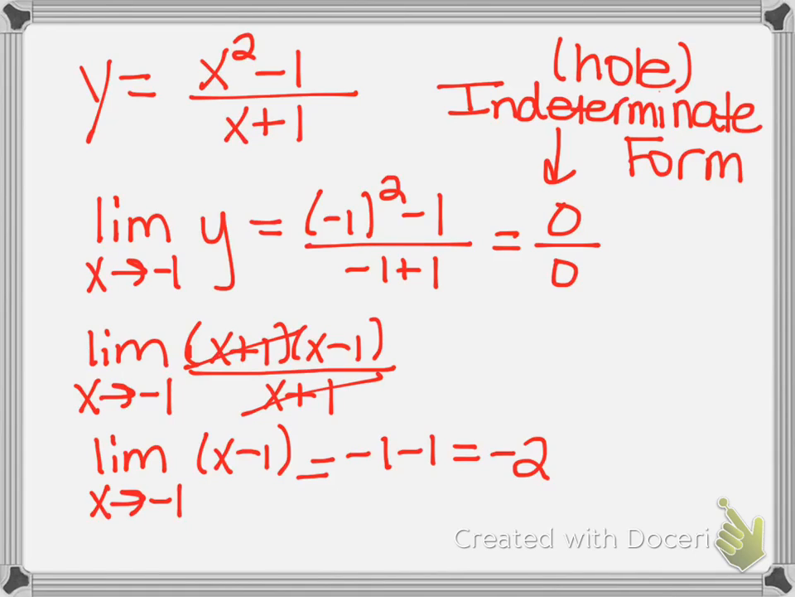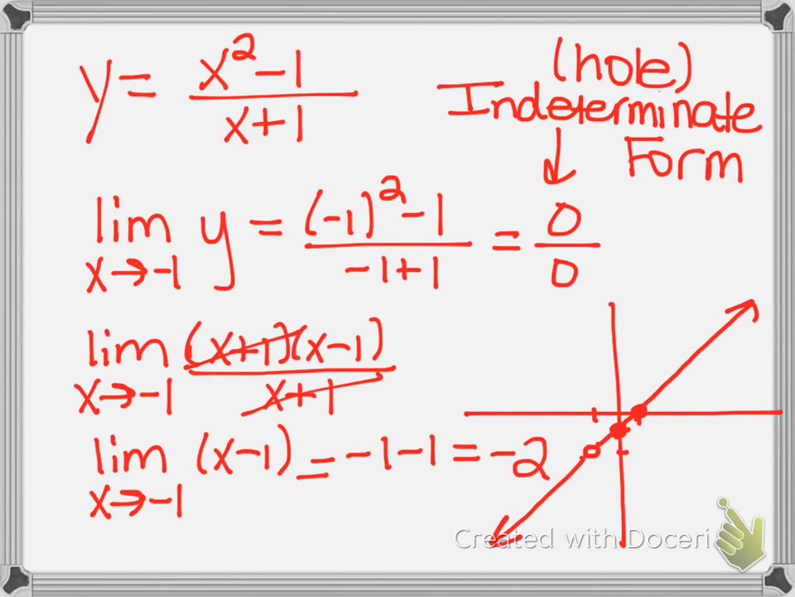Now graphically, remember what this graph would look like. We hadn't actually sketched it in the other video, but we know that this would graph as the line x minus 1. So it would have a y-intercept of -1. It would have a slope of +1. And we now know that we would have a hole at -1, -2. So graphically, this is what it would look like.